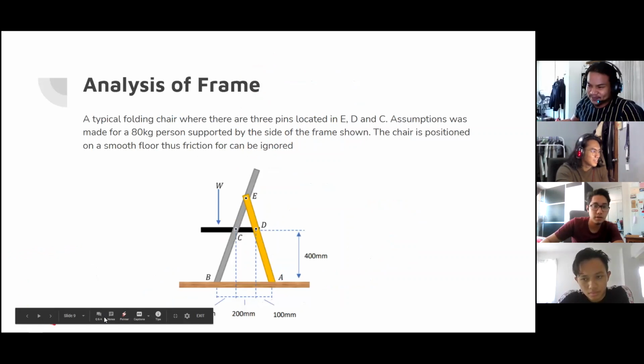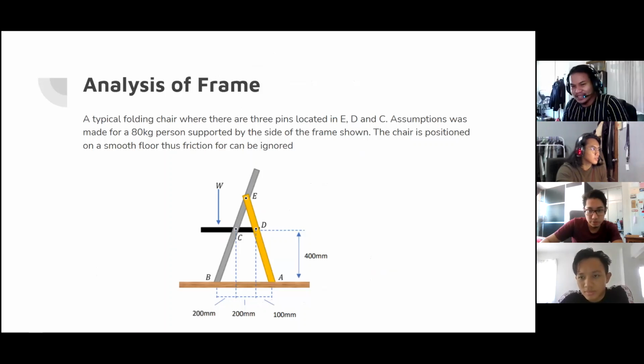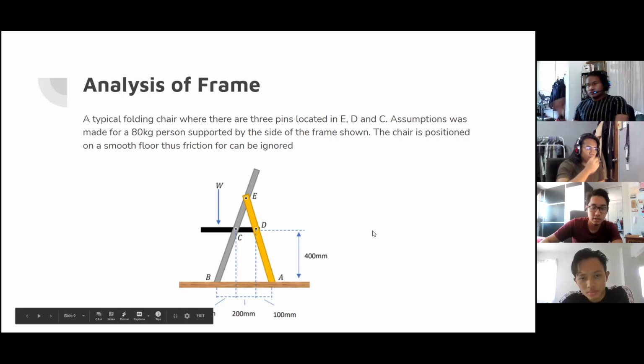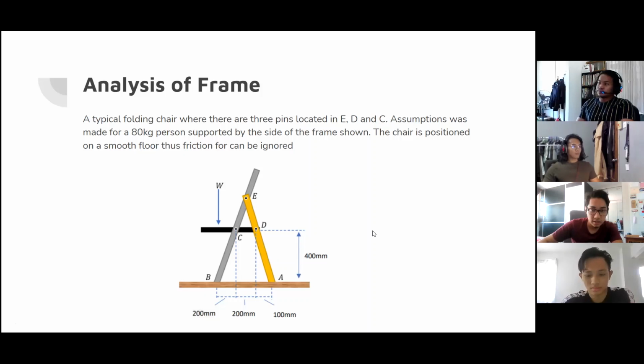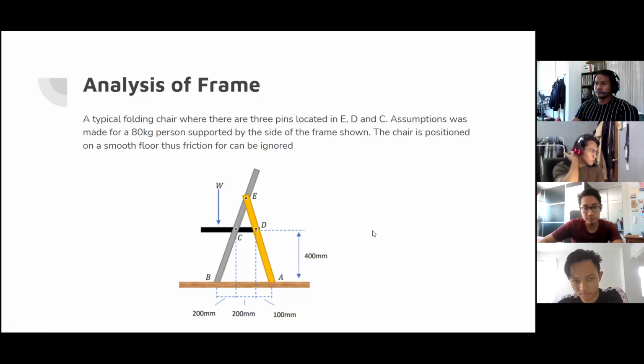Okay, for the analysis of frames, we use a frame structure. It is a typical folding chair where there are 3 pins located at E, D, and C. Assumptions were made for an 80 kg person supported by the side of the frame shown. Here we can see that for each side, BCE, EDA, and DC, there is more than one force acting on the member, so we can say it is a frame.